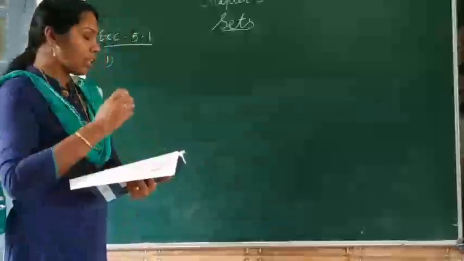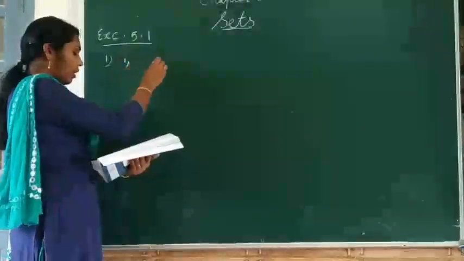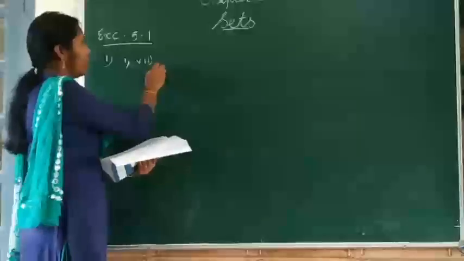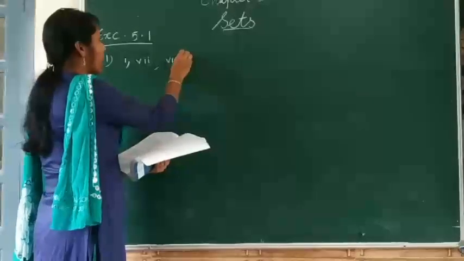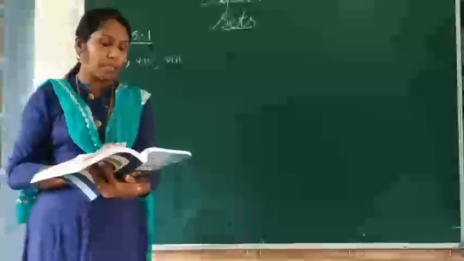So, in the first question, we have seen all states of India. First one is a set. Then, 7th one is a set. And 8th one is also a set. These are the 3 statements that represent a set.